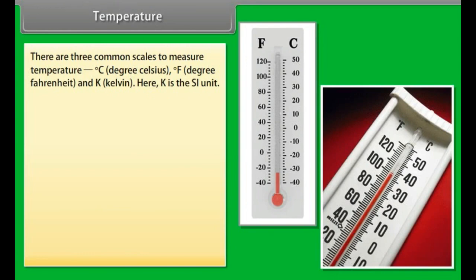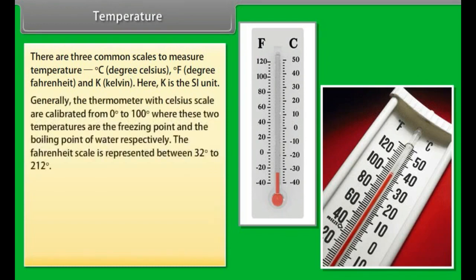Temperature. There are 3 common scales to measure temperature: degree Celsius, degree Fahrenheit, and Kelvin. Here K is the SI unit. Generally, the thermometer with Celsius scale is calibrated from 0 degree Celsius to 100 degree, whereas these two temperatures are the freezing point and the boiling point of water respectively. The Fahrenheit scale is represented between 32 degrees to 212 degrees.